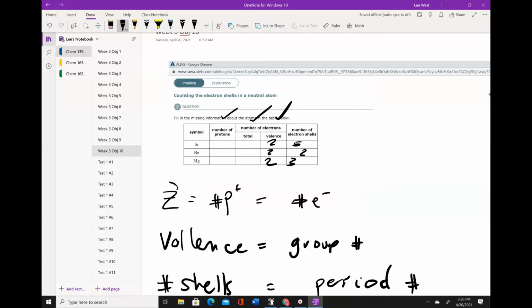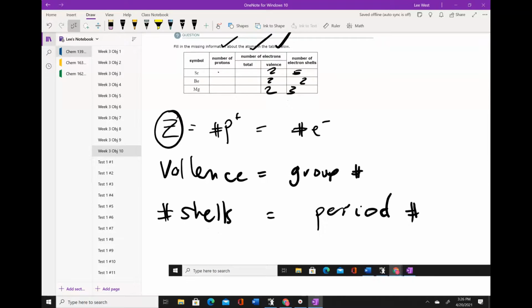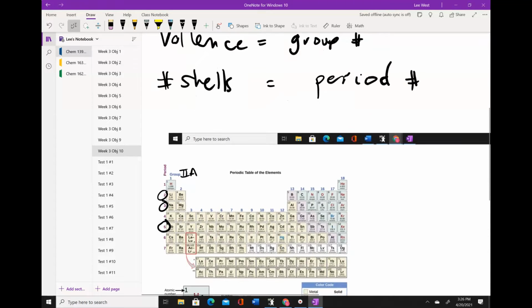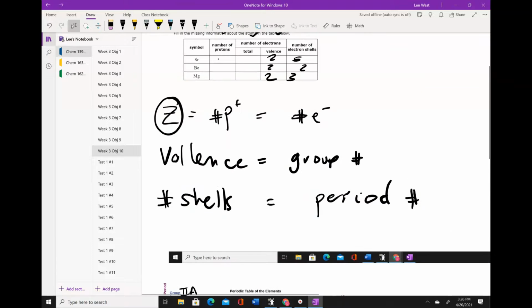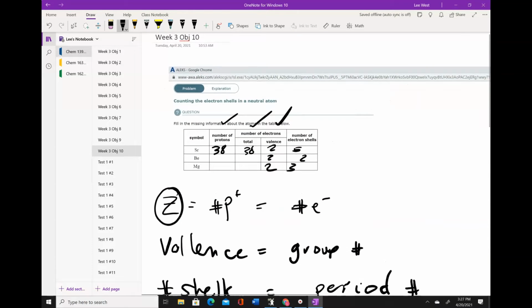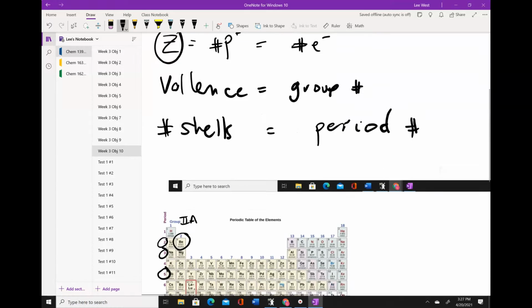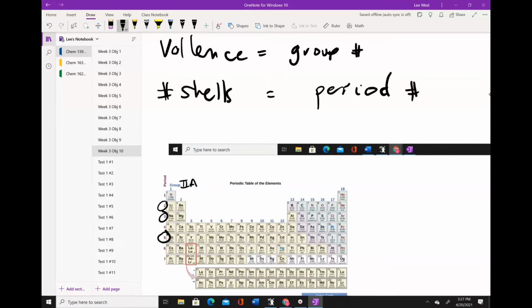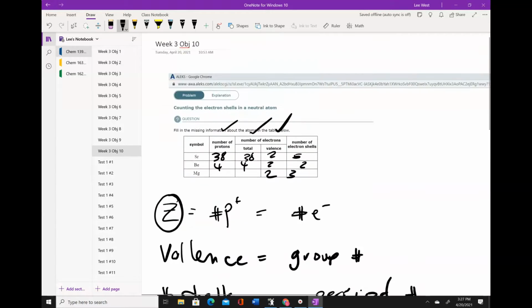And then now we just have to get the atomic number, and that's going to give us our number of protons and also our total number of electrons. So for strontium, the atomic number is 38. For beryllium, the atomic number is 4. And then for magnesium, it's 12. Okay.